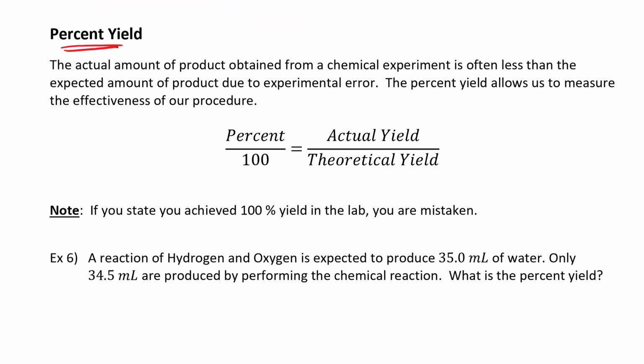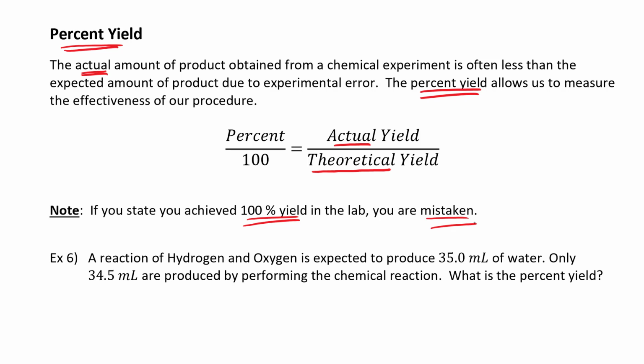Let's now examine percent yield. As we did stoichiometry, we could calculate theoretically how much of a chemical we should get. However, the actual amount of chemical you're going to get is always going to be less. Your percent yield indicates the difference between your actual amount and the theoretical amount you calculated on paper. No chemical reaction is 100% efficient. So if you state you had 100% yield, you are mistaken or you are lying. Please be aware of that.